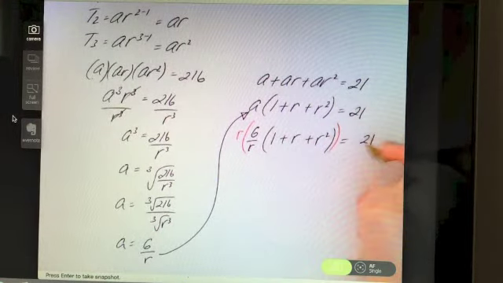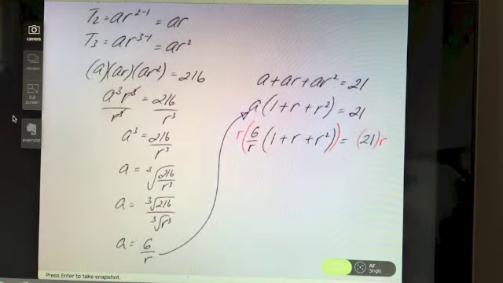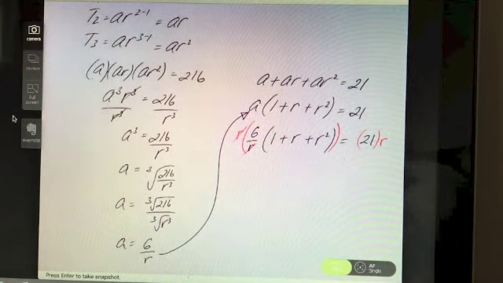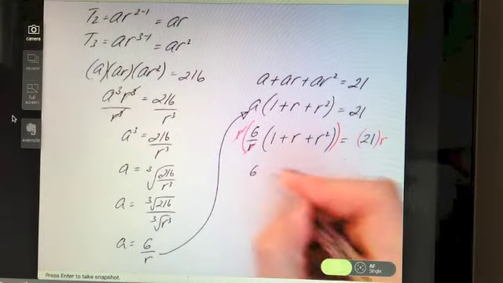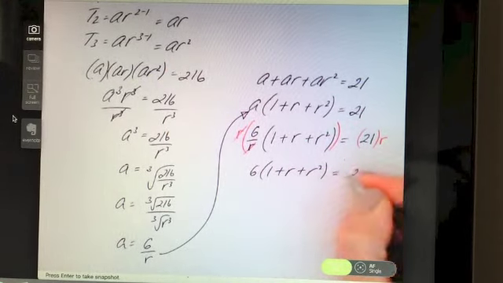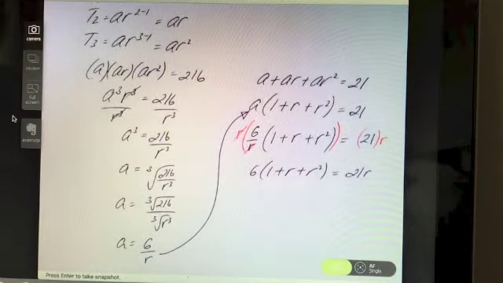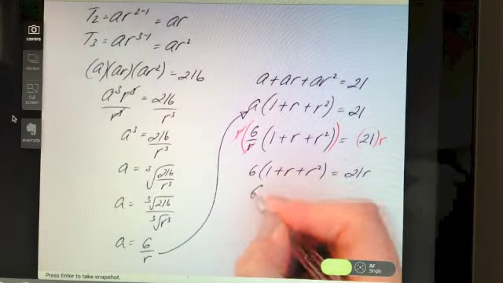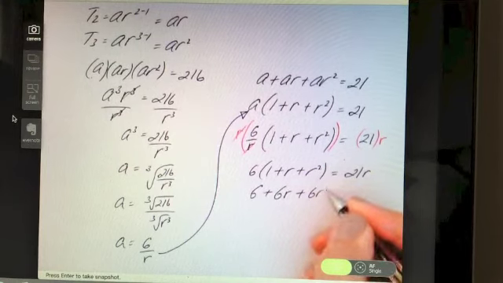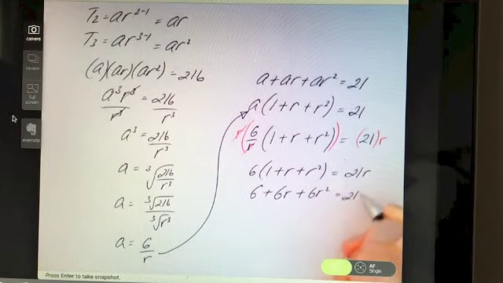I'm going to multiply that by r and I'm going to multiply that side by r. And in doing that, I get rid of that nasty fraction that I don't want to have to deal with. And it's left me with the 6. And on the right hand side, I have 21r. So now I can multiply in by the 6. 6 times 1 is 6. 6 times r is 6r. And 6 times r squared is 6r squared, which is equal to 21r.